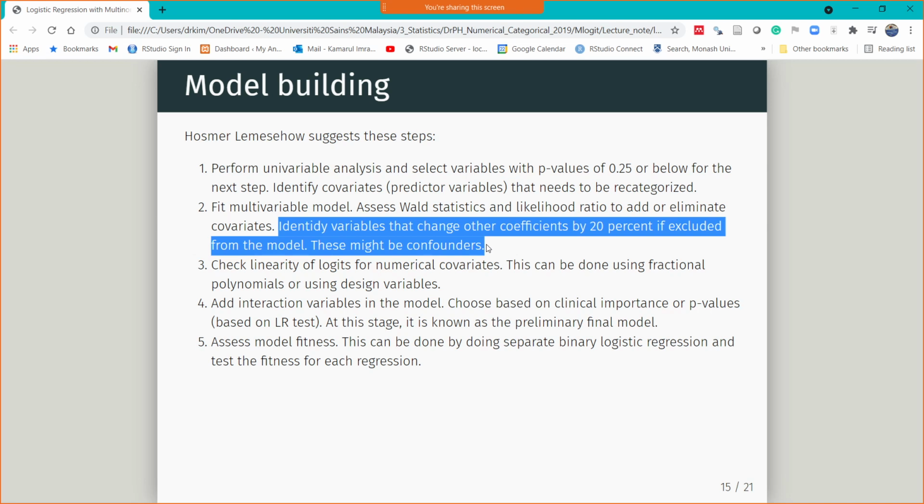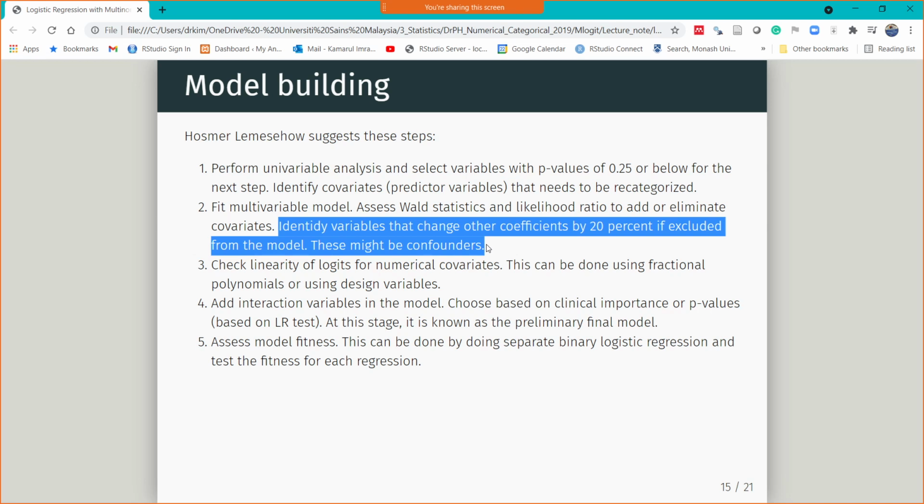But the thing is that it is not easy to do this linearity in logits checking. So most of the time, I think 95% or more than 90% of the time, people don't mention this. People don't show this when they report their logistic regression results. But it is actually important. Okay, it is actually important.